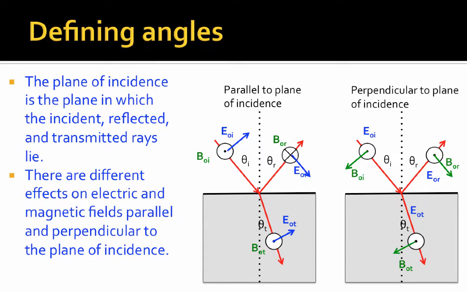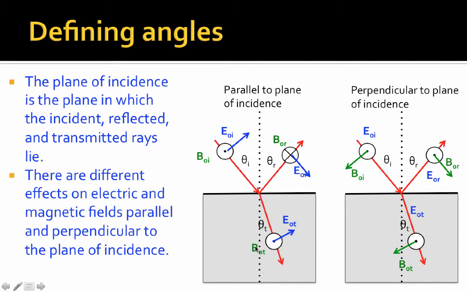All right, well, now from that little description of physics, let's jump right into how we define planes and angles. We have something called the plane of incidence. And this is the plane in which all the incident, reflected, and transmitted rays lie. So here, the first picture on the right has an incident ray, which is this red line, a reflected ray, which is this one, and a transmitted ray here. All three of these lie in the plane of the screen, and that means that the plane of the screen is the plane of incidence.